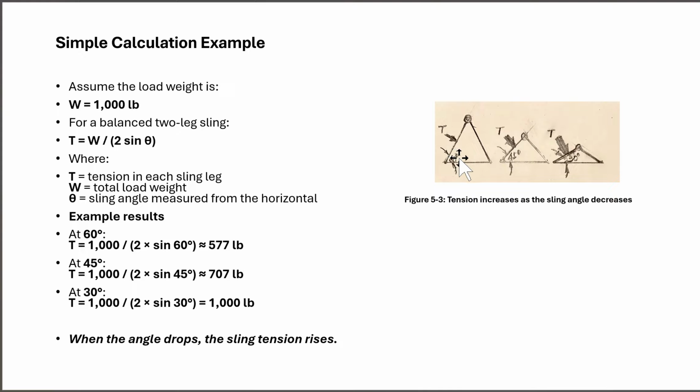and at 30 degrees, tension equals 1,000 pounds. The load does not change. Load is always 1,000 pounds. But the sling force, according to the angle, as angles decrease, tension increases.